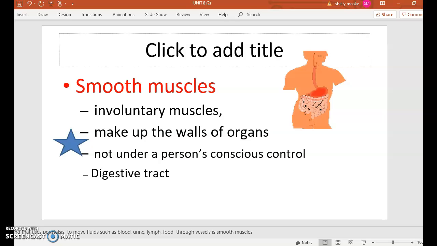Smooth muscles are the involuntary muscles. They make up the walls of the organs. They are not under a person's conscious control. So things like swallowing, digestion, breathing, things like that are all involuntary muscles. We don't have physical control over those. So most of anything that is a vessel, whether it's your colon or your blood vessels or your lymph vessels, would be smooth muscles that are involuntary.